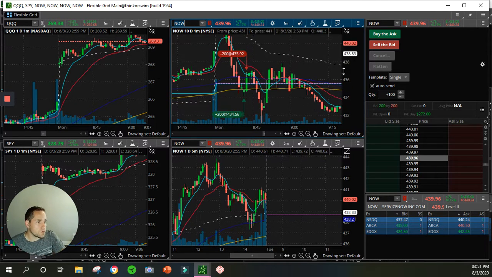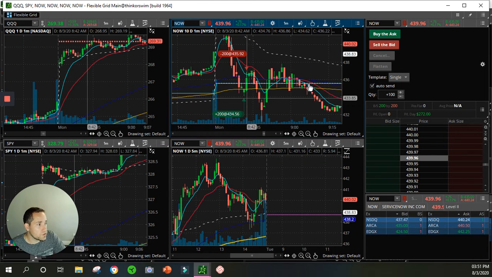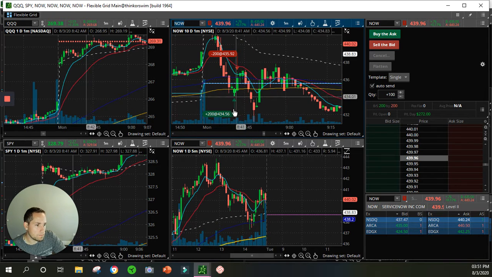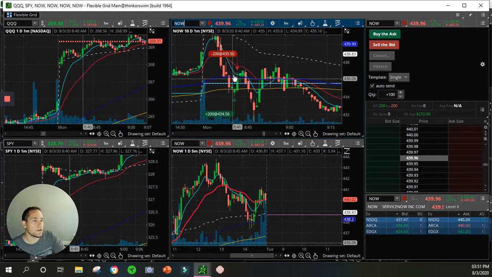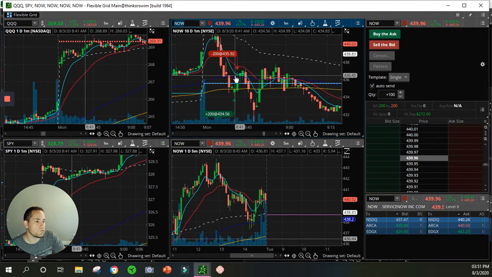So we'll get back to the trade here. So I used, once again, my OCO order. I had it sitting right down here. I got filled at the 434.56, and then I had my take profit sitting right underneath this moving average.